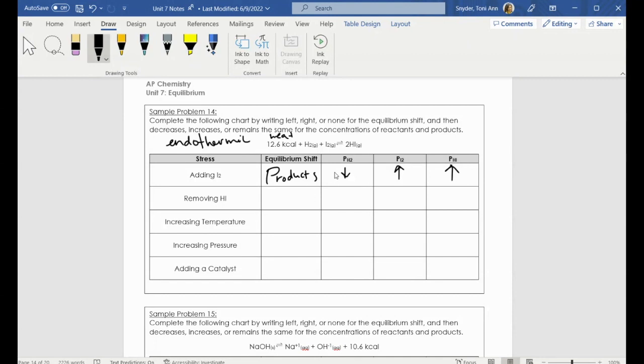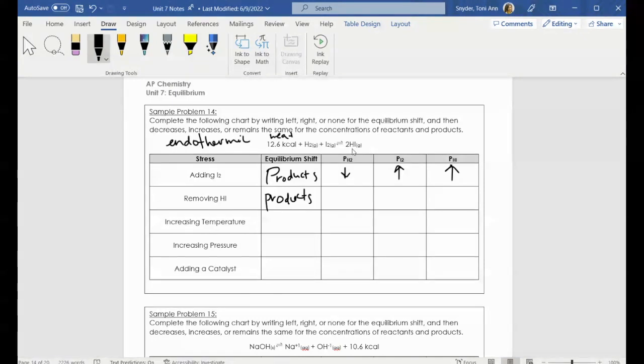Let's say I remove some HI. I take some of this hydrogen iodide away. I take something away from Natalie, what does she want? That thing. So I would have a shift toward the products. If I take HI away, the reaction is going to force itself to make more HI in order to reestablish equilibrium, in order to keep that equilibrium constant.